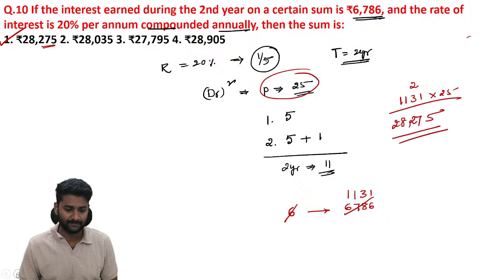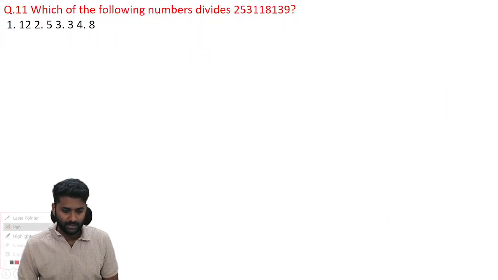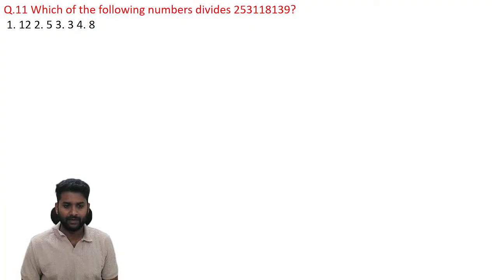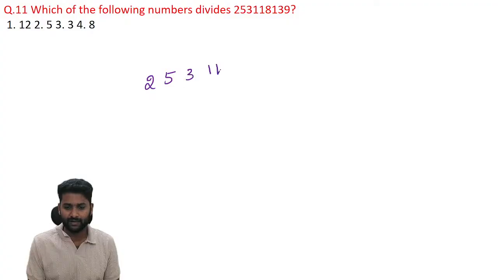28,275 is the correct answer. Next. Which of the following numbers are divisible by 12? 25,311,813,9. See, we know the property of 12.